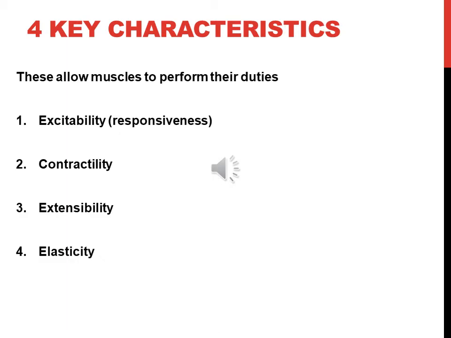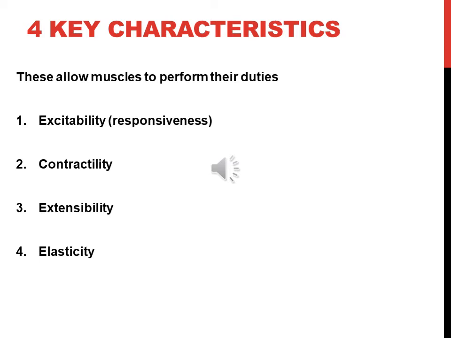4 key characteristics that allow muscles to perform their duties. First up, we have excitability or responsiveness. This is the ability to receive and respond to stimuli by changing membrane potential. And we'll get into that when we actually talk about the actual contraction, when we get into how a muscle actually contracts and the regulation of that, like so sliding filament theory of muscle contraction. So we'll talk more about excitability and responsiveness when we get there.